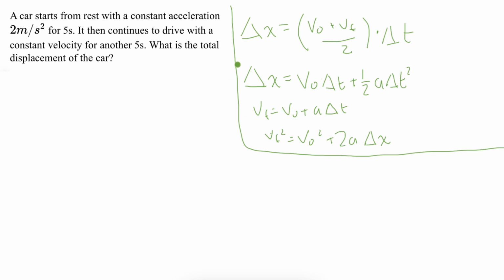So, if we look over here, these are all the kinematic equations that you need to know. And if we look at it, this one is probably the easiest to use. We have the time, we have the acceleration, and we have the velocity. And all of this can be easily used to find the displacement, or the total displacement, or change in x. So we're going to use this one right here.